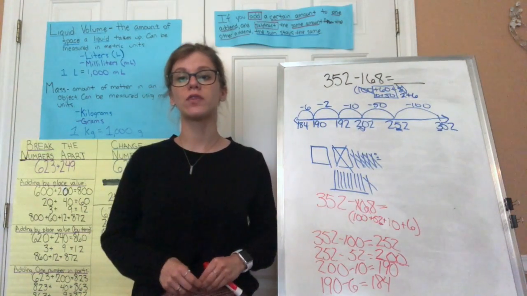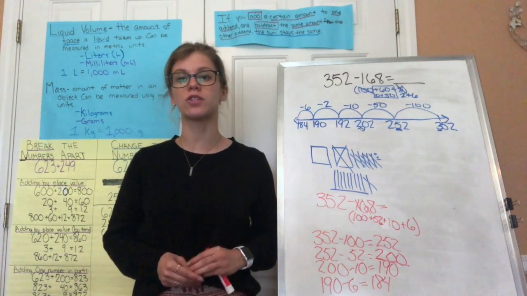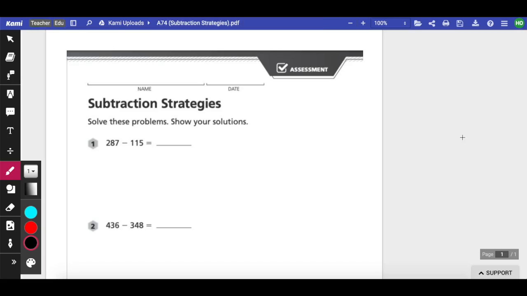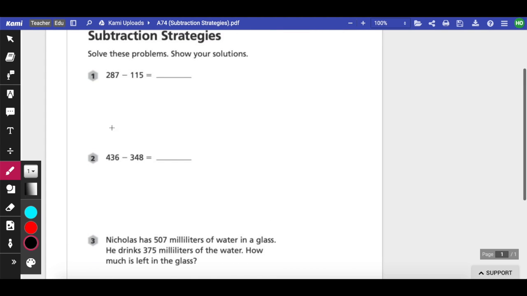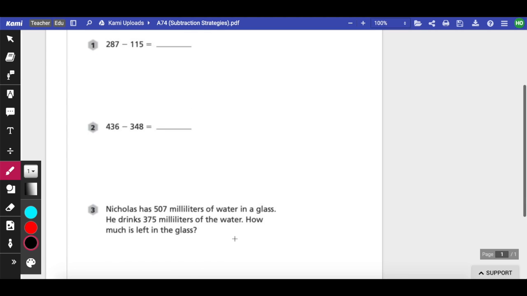I'm going to pull up your have-to for today so we can take a look at subtraction problems. Here's your have-to for today. It's subtraction strategies, and the directions are to solve these problems and show your solutions. So for 1, 2, and 3, you need to be showing your work on how you are solving these equations. Make sure for number 3, which is a word problem, that you're taking notes about the rules of this problem.